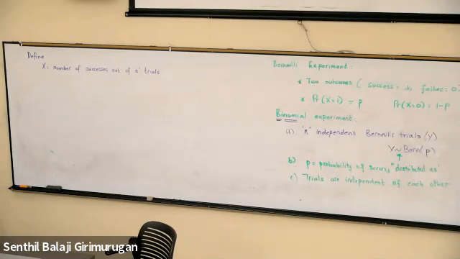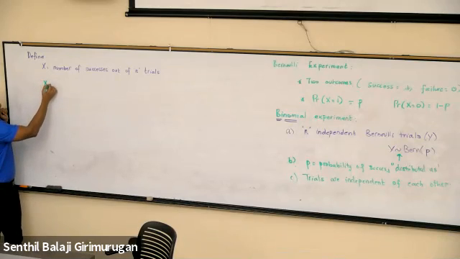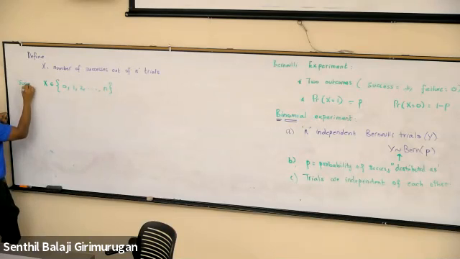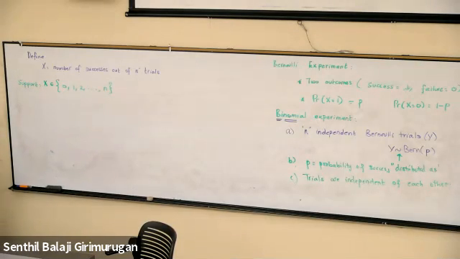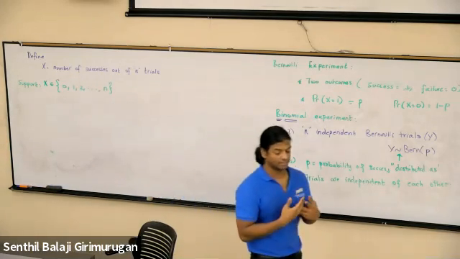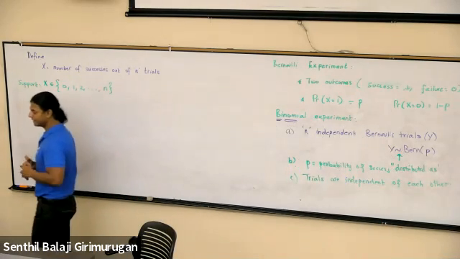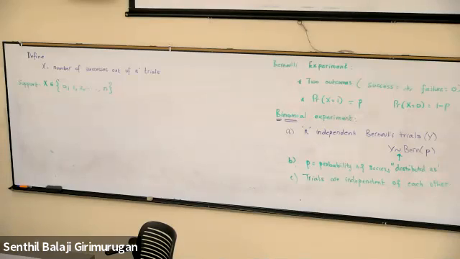What are the possible values for x? 0 to n. If x is equal to 0, we say that there are no successes at all out of n trials. X equal to 1, exactly 1 success. X equal to 2, exactly 2 successes, and so on, all the way up to n. That would mean that all n trials resulted in a success. Does that make sense? So understand the experiment.